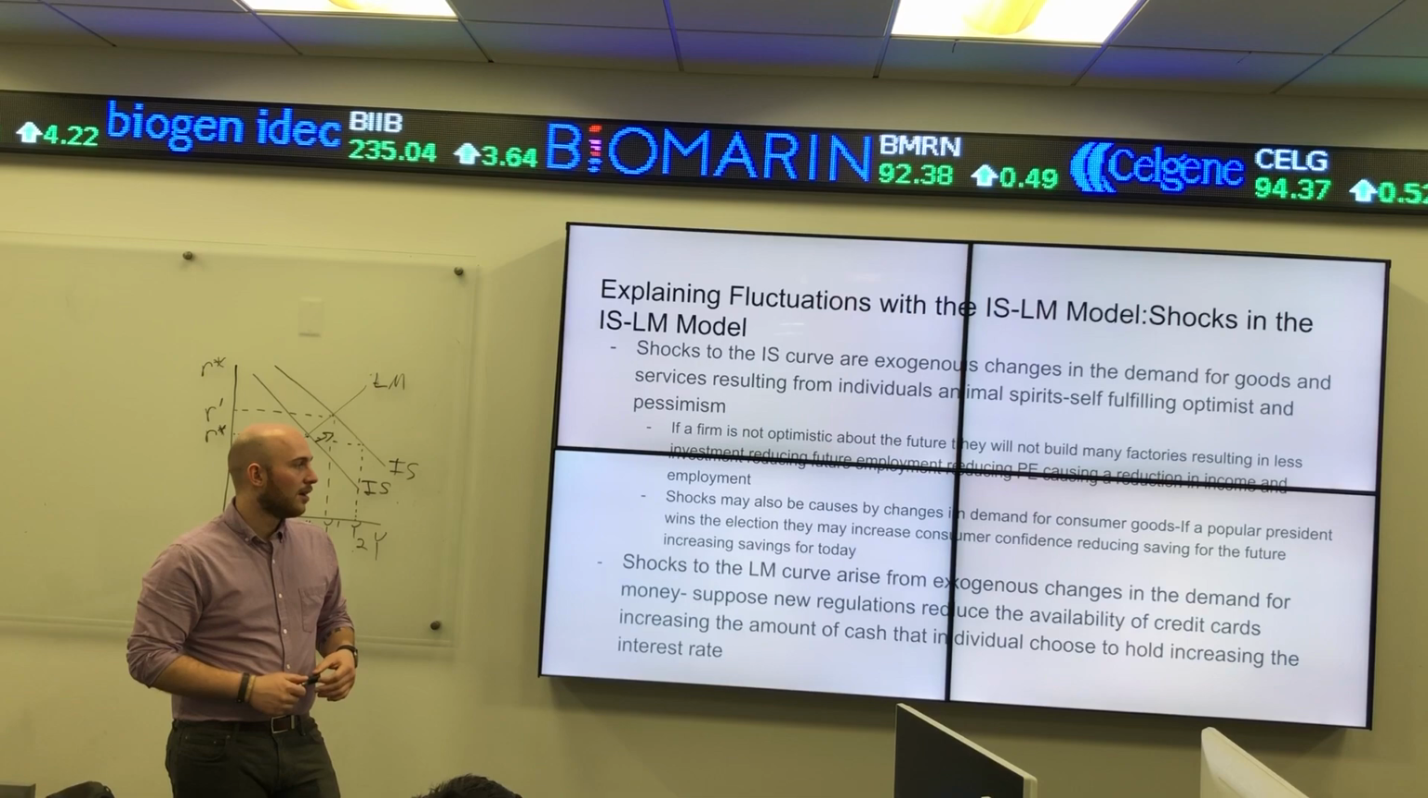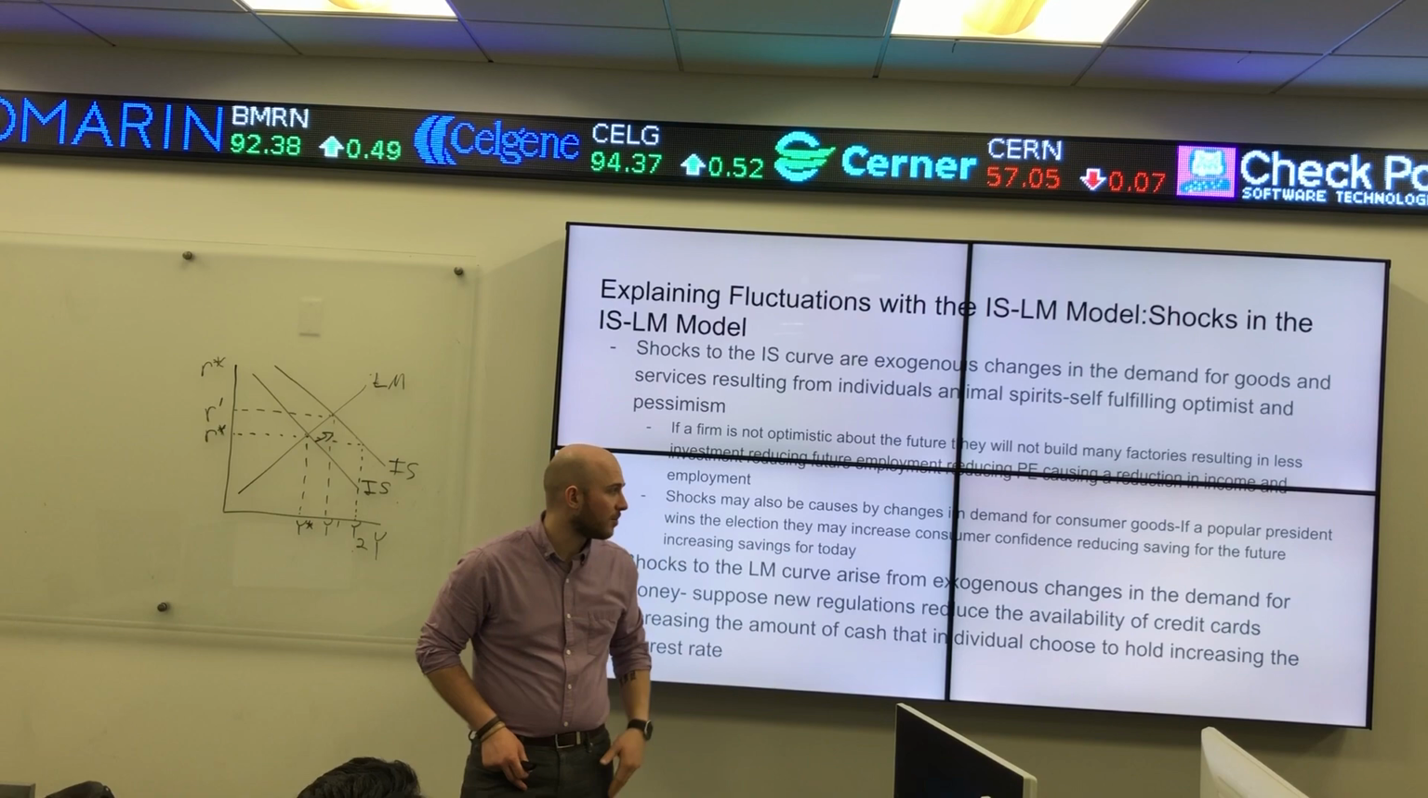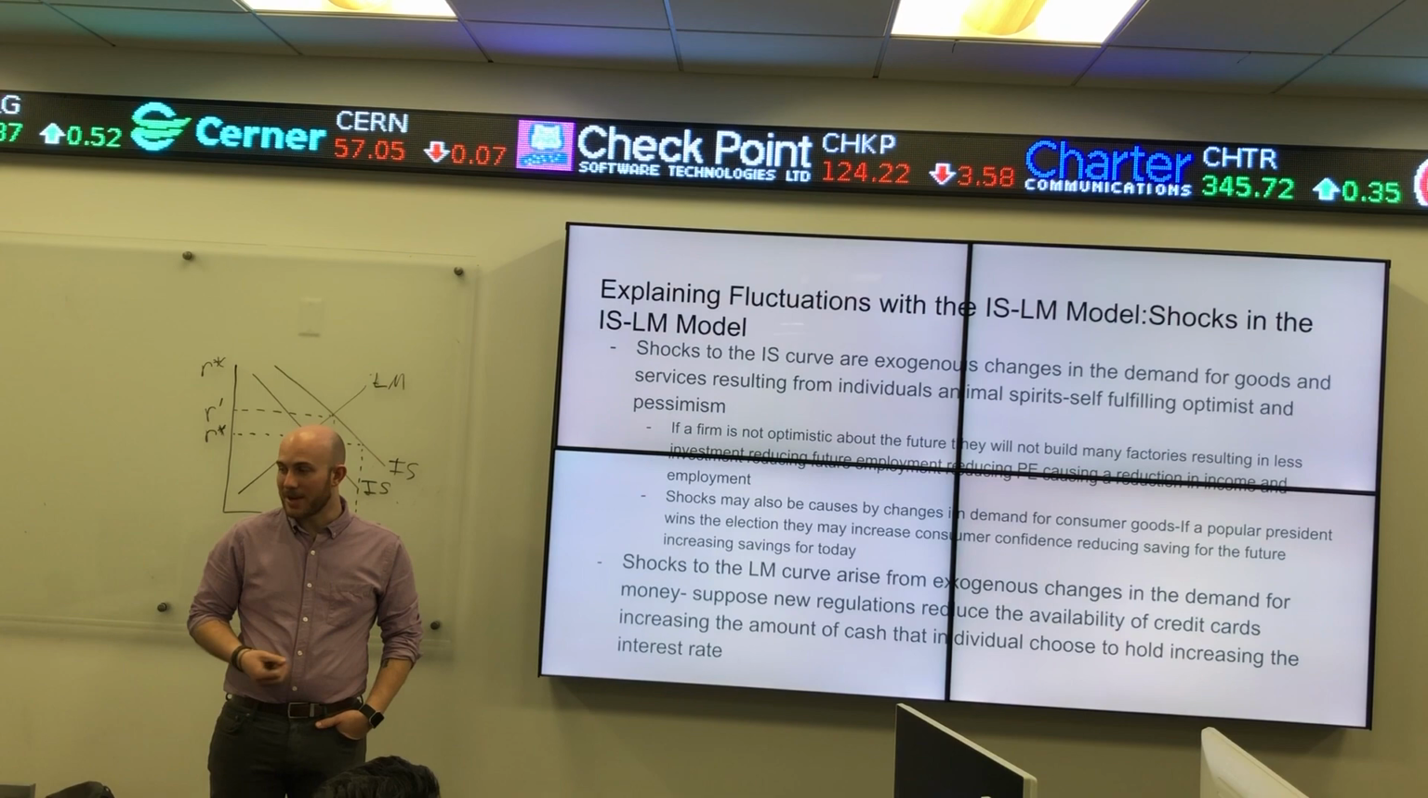Shocks, so again, this is in the section about shocks. It may also be caused by changes in demand for consumer goods. So if a popular president wins the election, they may increase consumer confidence, reducing savings for the future and increasing spending for today.